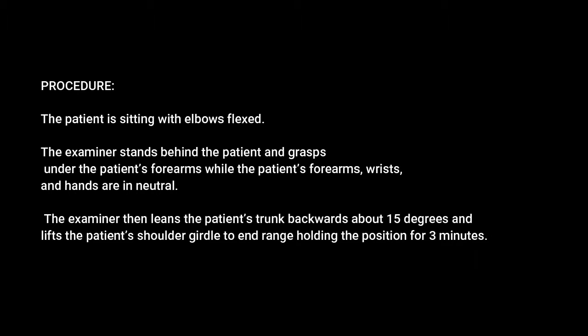Cyriax release test. Procedure. The patient is sitting with elbows flexed. The examiner stands behind the patient and grasps under the patient's forearms while the patient's forearms, wrists, and hands are in neutral. The examiner then leans the patient's trunk backwards about 15 degrees, and lifts the patient's shoulder girdle to end range, holding the position for 3 minutes.